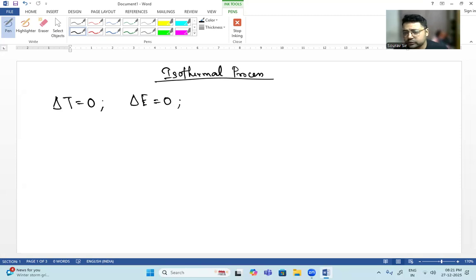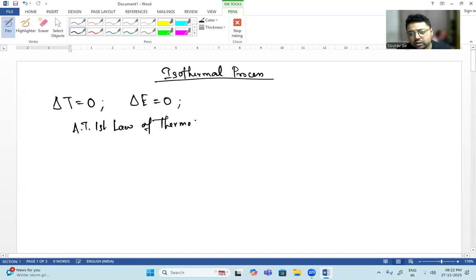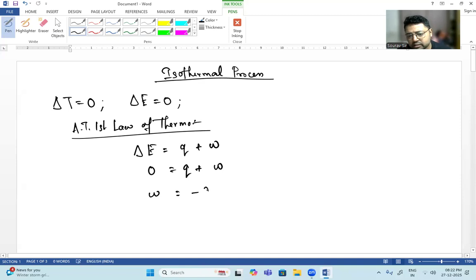So according to the first law of thermodynamics, what do we know? We know that del E equals Q plus W. Okay, so as del E is 0 here, 0 equals Q plus W. So W equals minus Q, or Q equals minus W. Okay, we will have this type of relation.